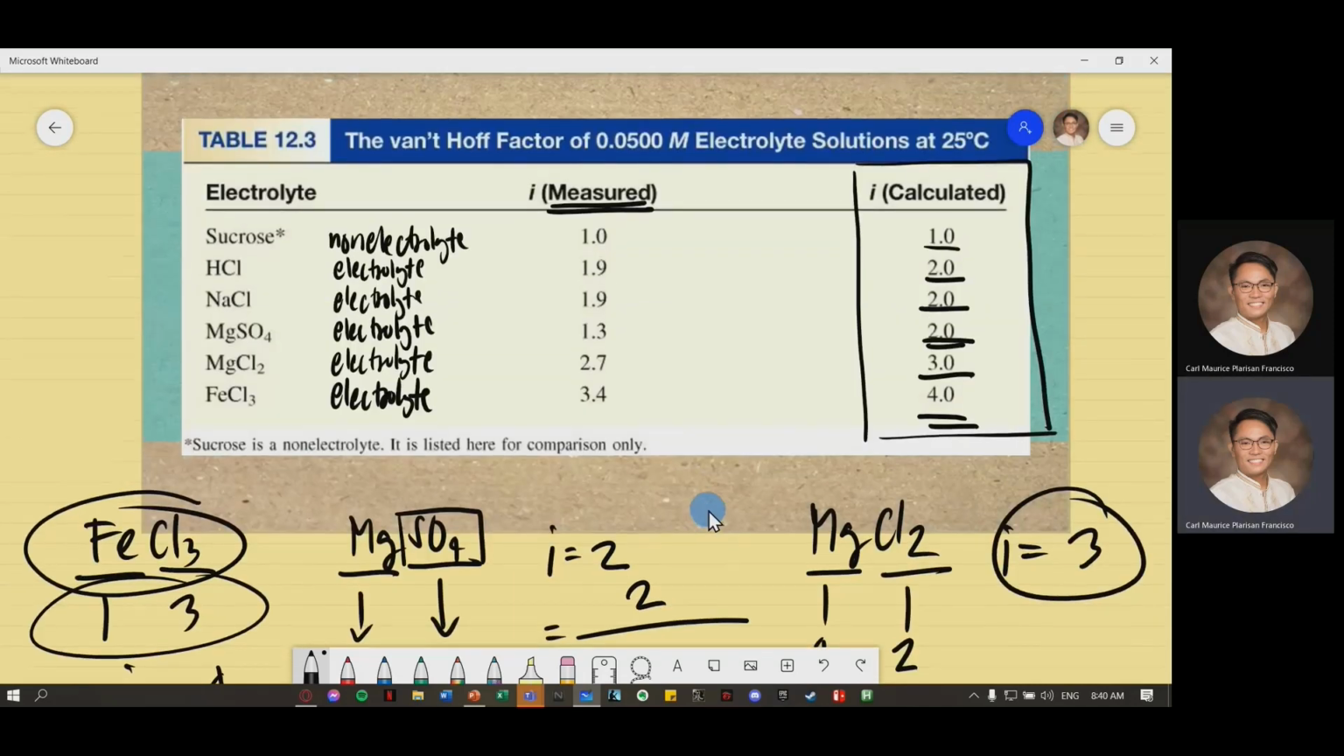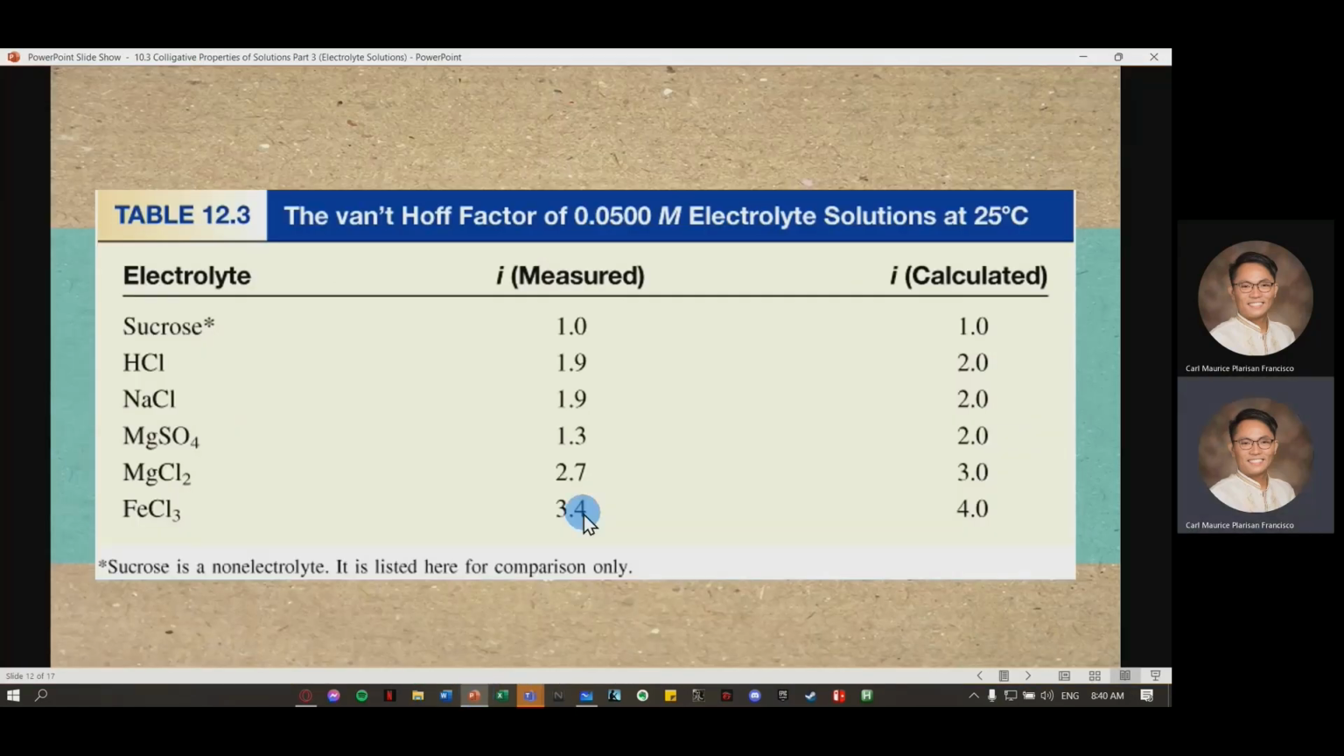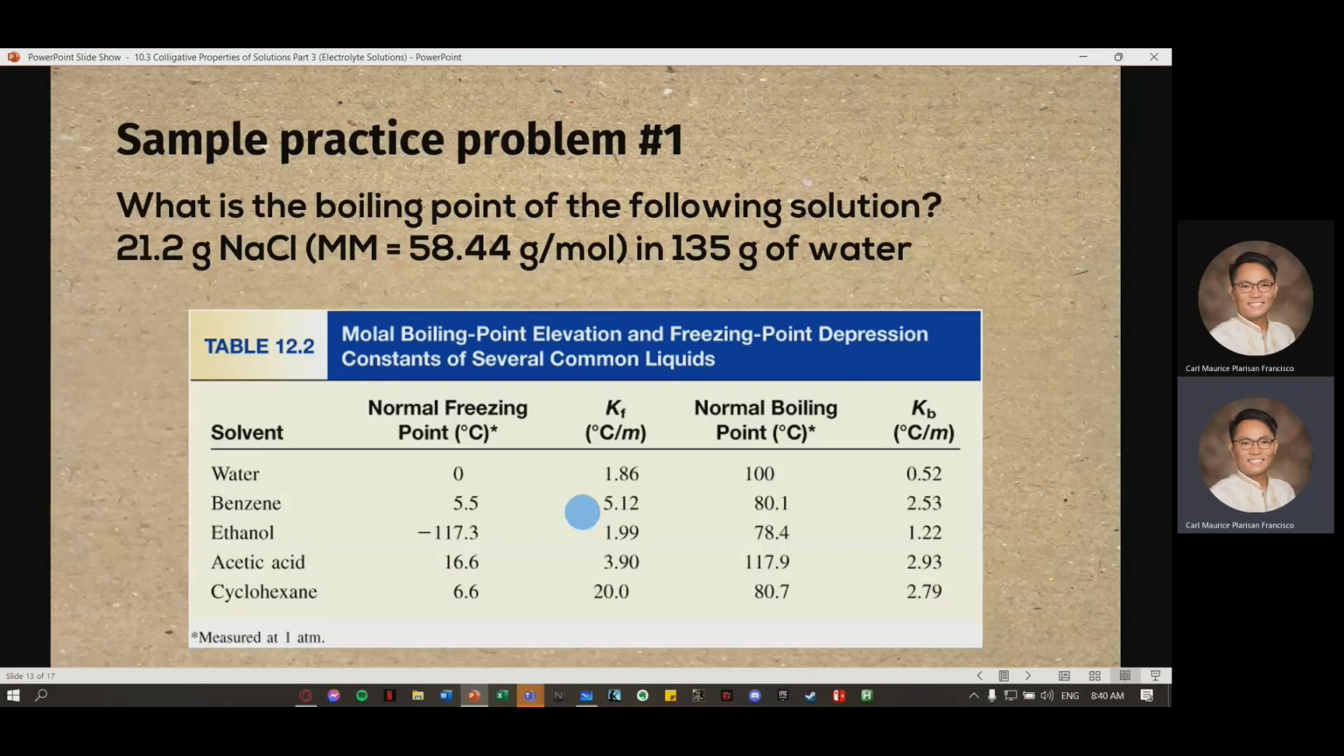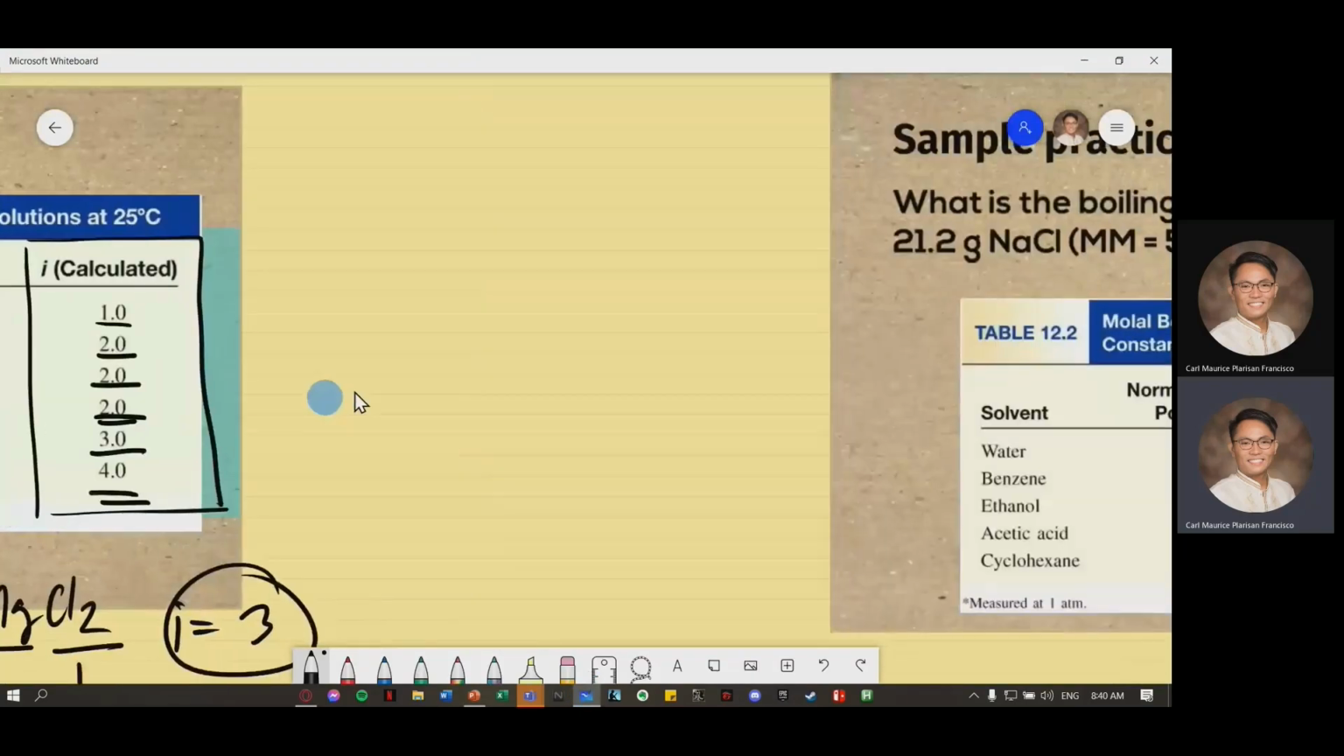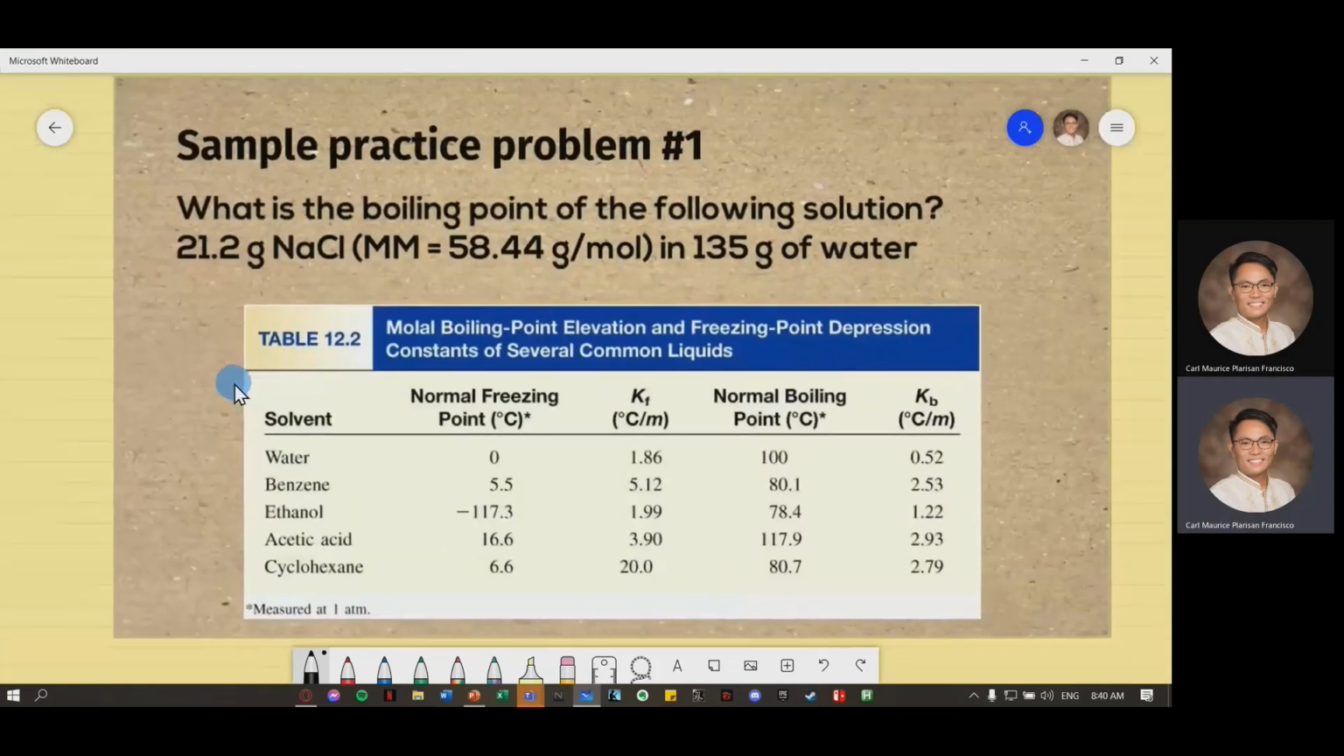Okay, so ganun lang po ang pag-compute ng ating mga Van Hoff factor. Madali lang. Okay. Now let me give this first example. Okay, so let's have the first example on how to apply colligative property of electrolyte solution.